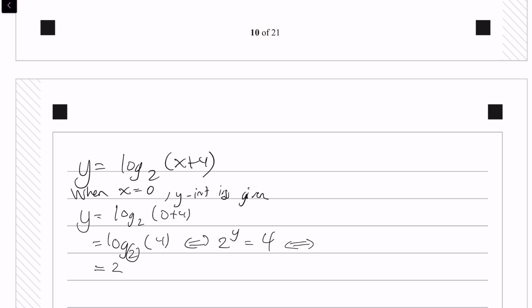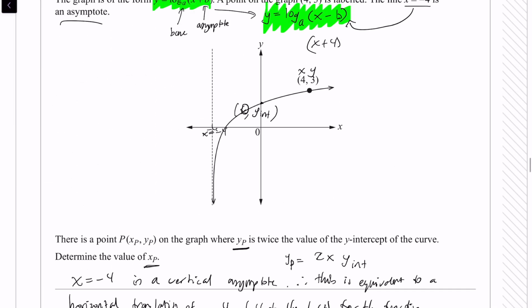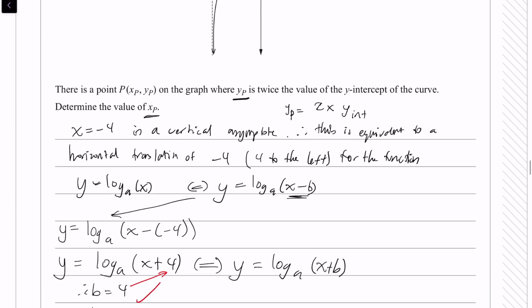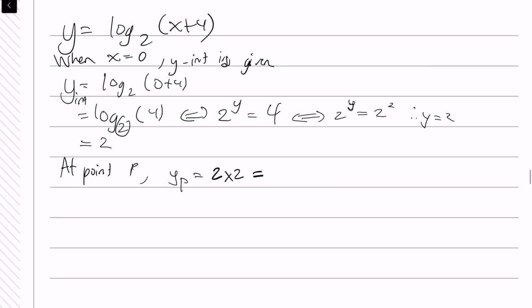Our exponent form, and then making the base the same, and then equivalent statements there, y is equal to 2. Okay, that's another way to confirm that we're not messing up here. And at point P then, because our y-coordinate for the y-intercept is 2, we made that formula we did before in the question, yp is equal to 2 times the y-int. So 2 times 2, which is equal to 4.